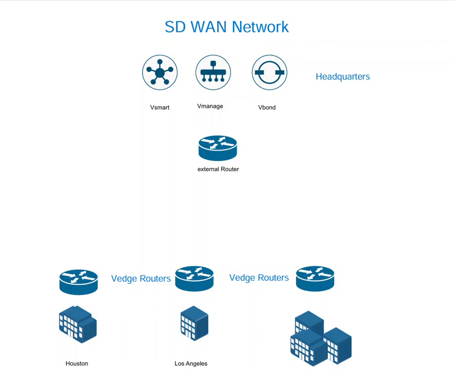Let's take a look at this diagram and see what's going on here. Basically, this layout is a typical middle-sized business network with the headquarters, and we have three remote sites: Houston, Los Angeles, and the third one could be, let's say, New York or a campus.